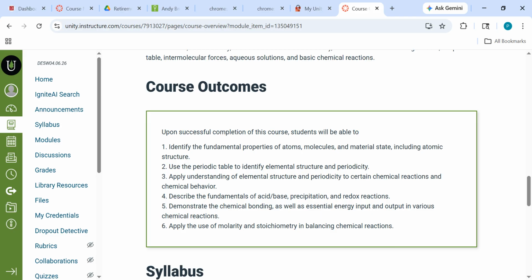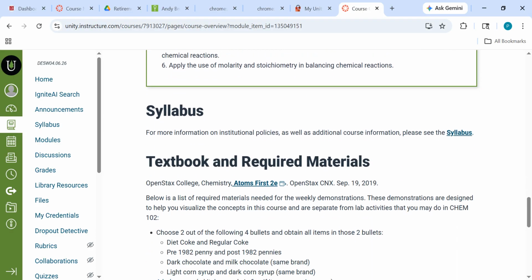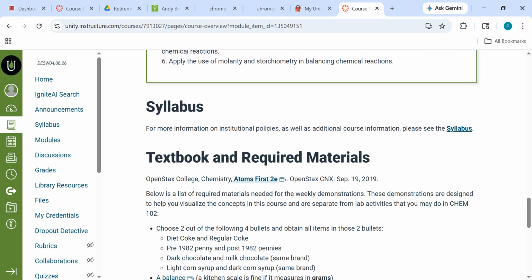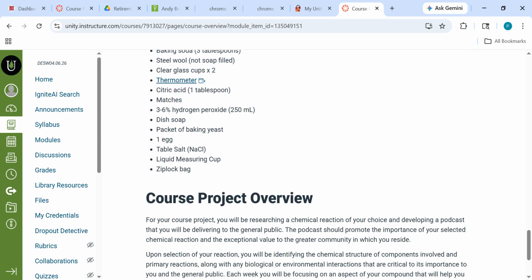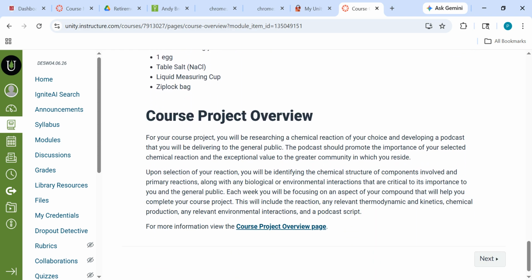These are the 6 course outcomes. Identify fundamental properties of atoms and the like. So all of them are here. The syllabus is down here, and I'm going to get into that in a minute. The textbook and things that you need for the course are OpenStax College Chemistry. This year it is free of charge. Just click here and you get to the textbook. And then we have a few materials here for the course as well.